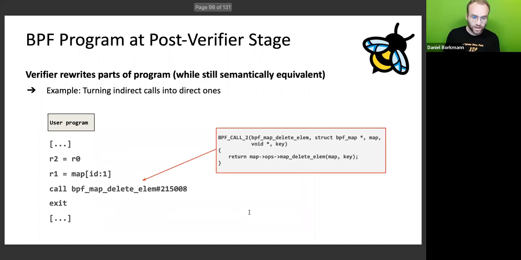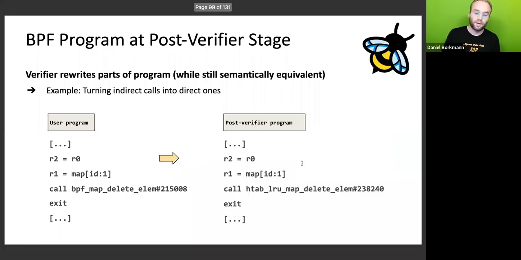Turning indirect calls into direct ones. That's another example. If the BPF program does a helper call, for example, to delete a map element, but there are also various other cases, the implementation of it dispatches into the actual BPF map implementation, and that's an indirect call. And in most cases, the verifier can turn this into a direct call of the actual map implementation, under the constraint that the arguments from all the different paths are still the same.